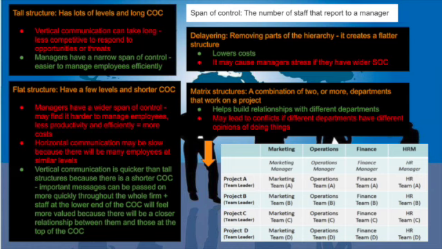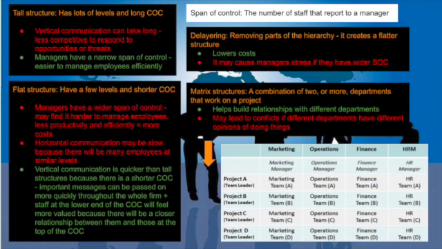An advantage though, vertical communication is quicker than tall structures because there's a shorter chain of command. Important messages can be passed on more quickly, and therefore also the staff will feel more valued because there's a closer relationship between the staff at the lower end and at the upper end of the chain of command.